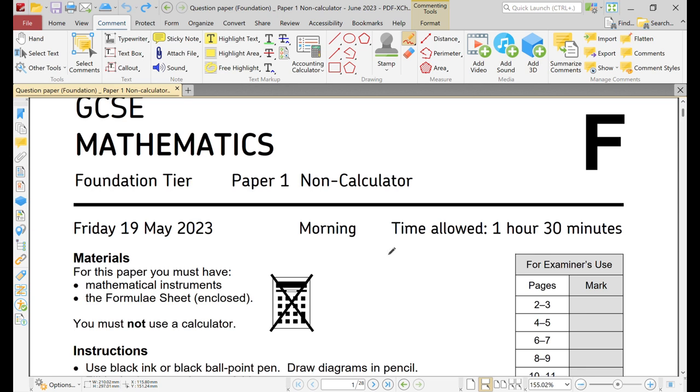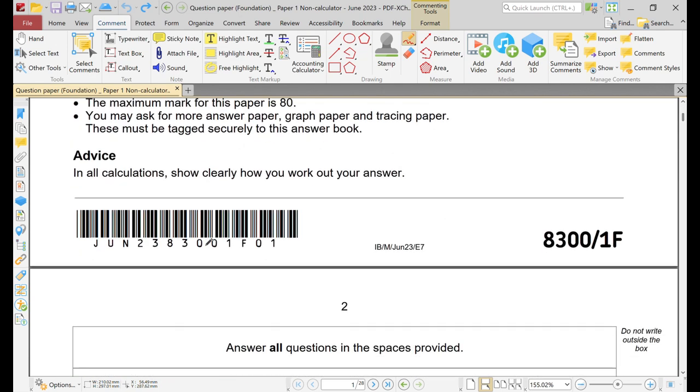Going to be going through GCSE Maths Foundation paper 1 non-calculator for the summer 2023.